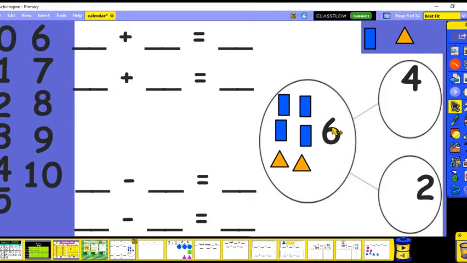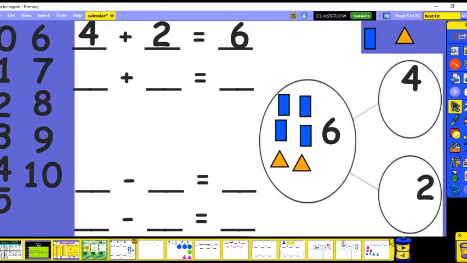So now let's look at our addition sentences. We've got 2 ways to do them. We've got 4 rectangles plus 2 triangles, and our total is 6. Our answer when we add is called the sum. So let's look back at this equation. 4 plus 2 equals 6. You can see them right here. 4 plus 2 is 6.